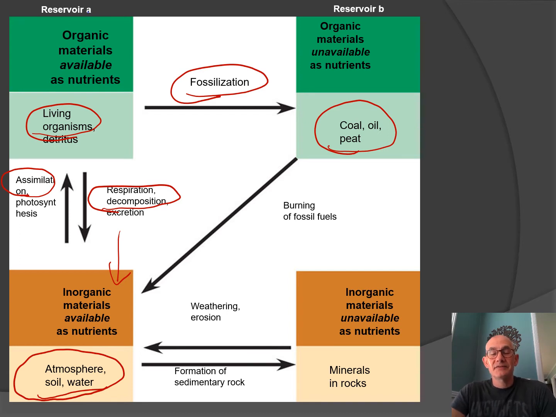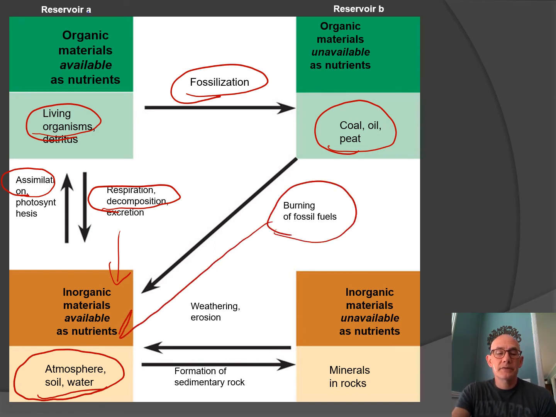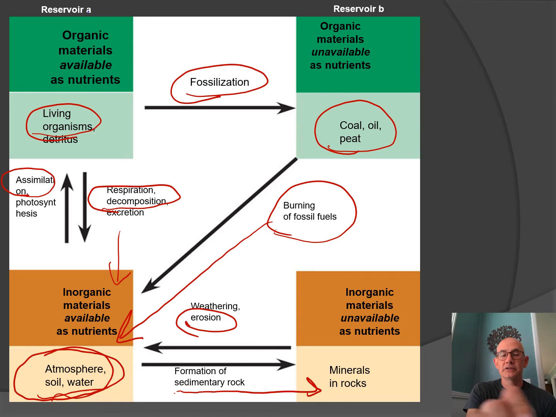Peat is just heavily compressed moss that is slightly decomposed. These things, when we burn them, go back to the atmosphere and back into that reservoir. And then when you have stuff here, it can form rock, rock can erode, and so you get all these different processes of the biogeochemical cycles.